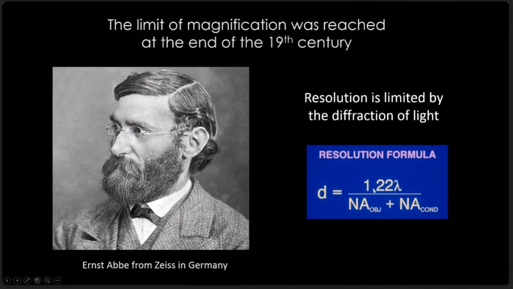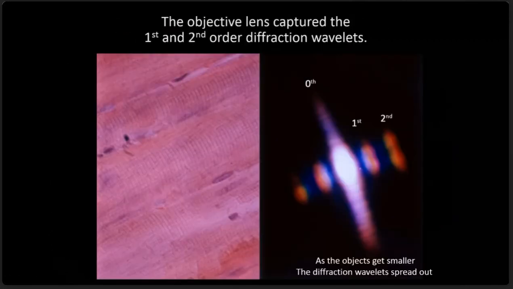So the resolution is 1.22 times the wavelength of light, lambda, divided by the NA, the numerical aperture of the objective lens, plus the numerical aperture of the condenser lens. Now, most people write this formula as 2 times the NA, but that doesn't take into consideration the importance of the NA of the condenser lens. And when you use oblique illumination, you can actually increase that, and I'm going to show you how that happens.